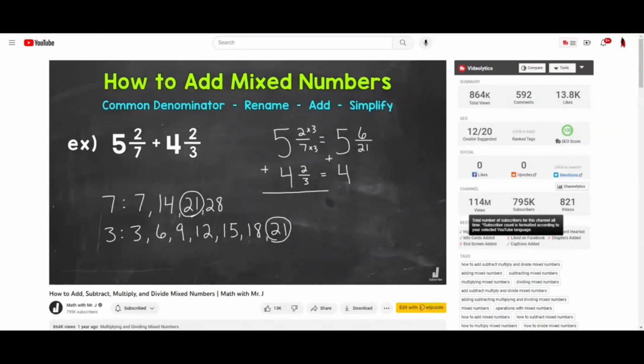Again, we do not need to do anything with the whole number, and we have a common denominator of 21. So let's think, how do we get 3 to equal 21? Well, 3 times 7 is 21. Whatever we do to the bottom, we must do to the top in order to keep this equivalent. So 2 times 7 is 14. So now we're ready to add. To recap, we found our common denominator of 21. Then we renamed the fractions of our mixed numbers using that common denominator of 21. Now that we have a common denominator between our fractions, we're able to add.